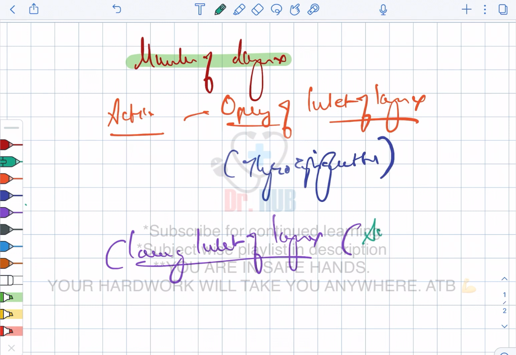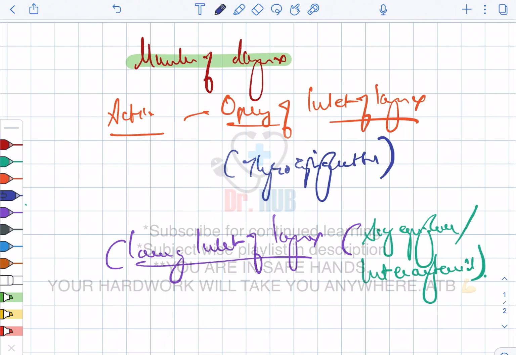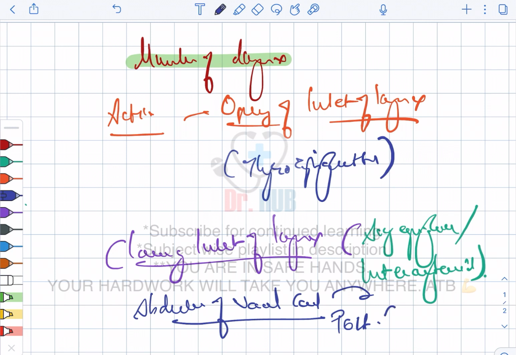Next function is closing of inlet of larynx. This is done by the epiglottis as well as the interarytenoids. Next, looking at the abductor of vocal cords. The abductor of vocal cords is facilitated by the posterior cricoarytenoid.